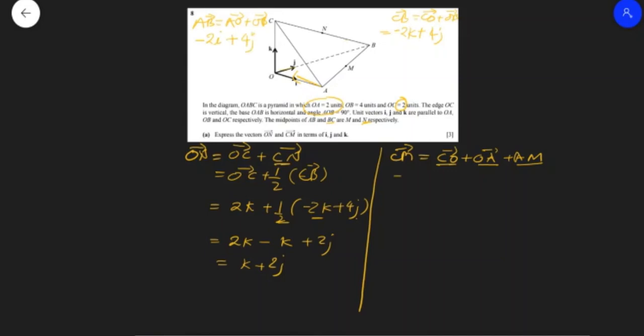So we can write CM as CO. CO is minus 2K.